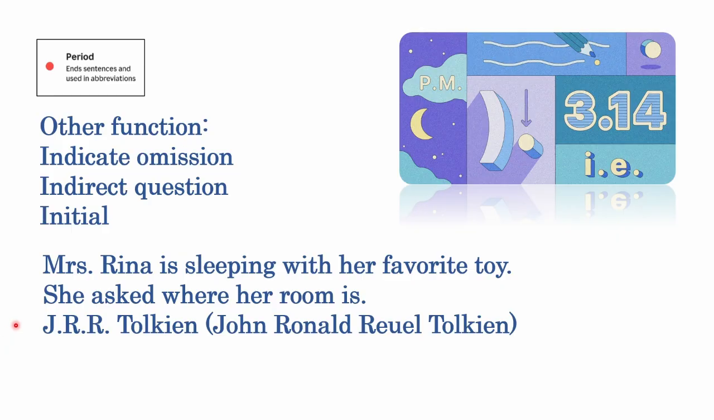Now let's look at this period example. Mrs. Rina is sleeping with her favorite toy. Notice that we put the period after Mrs. because it is an abbreviation, and also after the last word, toy. She asks where her room is. This is an indirect question, which means a question that is reported to other people. John Ronald Reuel Tolkien. This is a period example in initials.